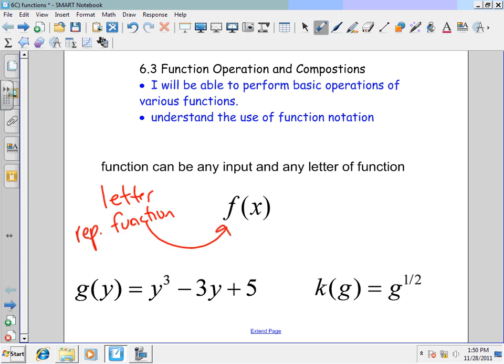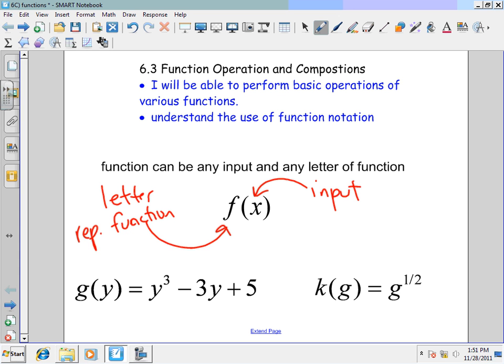A lot of times we see F a lot just because we see x a lot, for instance. It's easy to use over and over. But when we're talking about different functions, you have to use different letters. The letter inside the parentheses, that's your input. So a lot of times we're talking about y equals mx plus b. Well, x is the input, and y is the function there.